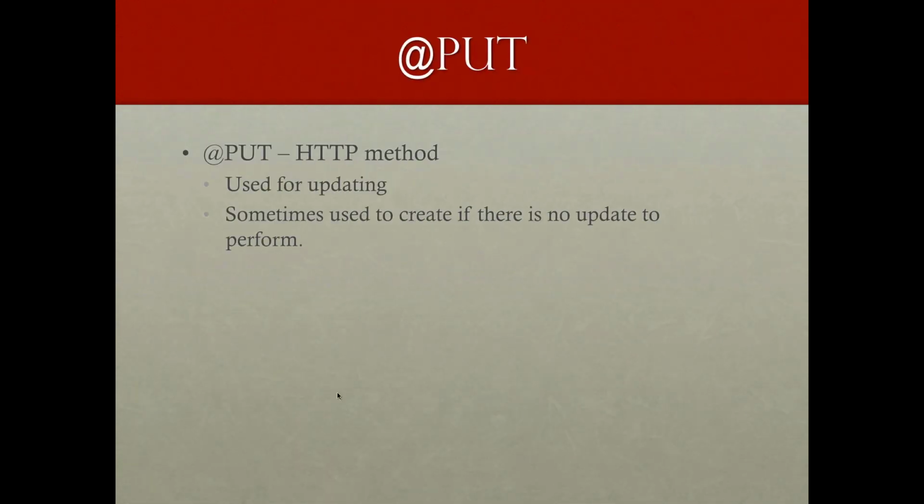The put method is used to update existing data. An example of this would be updating a record in a database table. There are some people that also implement an insert with their put method. So basically, if there's no record to update, it will do an insert instead. Whether or not you want to do this is up to you, but just keep in mind if you want to keep things simple, that's probably not something you want to do.